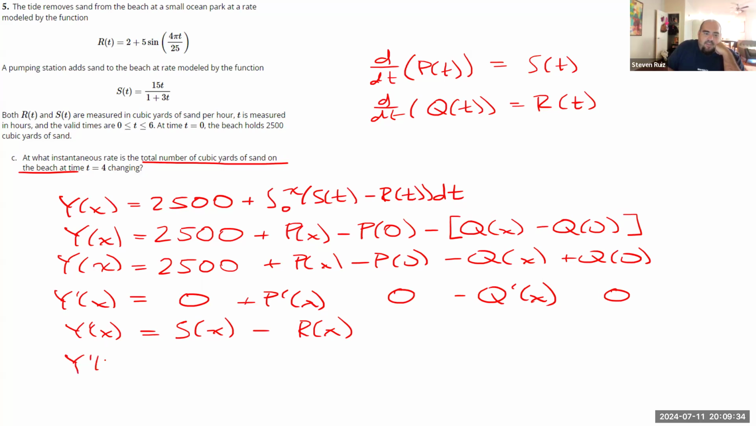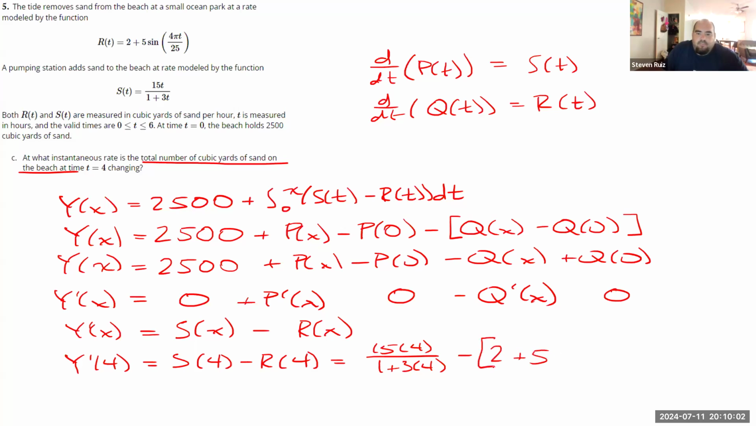And now that we have that, we can evaluate this derivative at x equals 4. So y prime of 4 equals S of 4 minus R of 4. Let's go ahead and evaluate these functions at those values. So 15 times 4 over 1 plus 3 times 4, minus R of 4, minus 2 plus, oh, I should really capture this whole thing, 2 plus 5 sine 16 pi over 25.